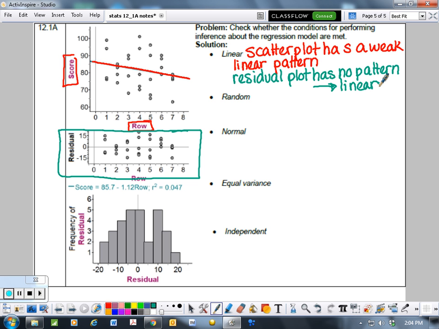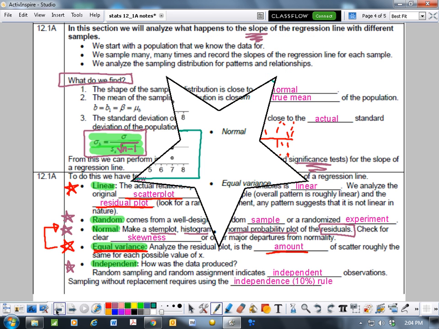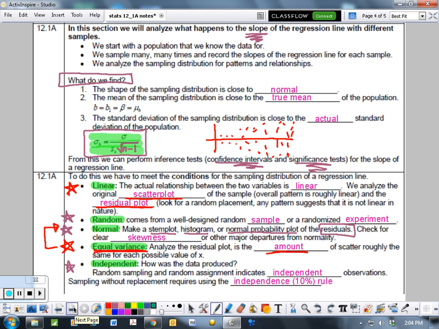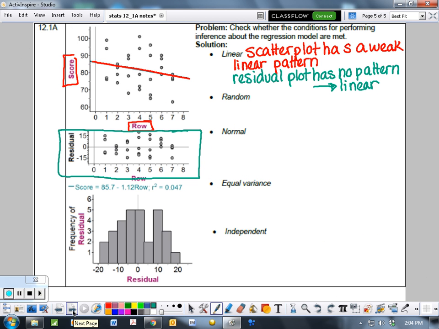Okay, and then random. So if we look back at our original problem, where are we? Where's the original problem? Many people believe students to investigate, stats teacher randomly assigned. So we have some random assignment here, which is good. That means it's an experiment because we're looking for cause and effect. So we would say random assignment of seat placement.